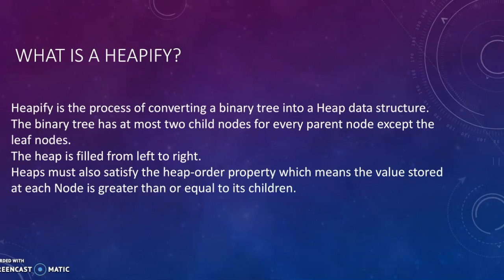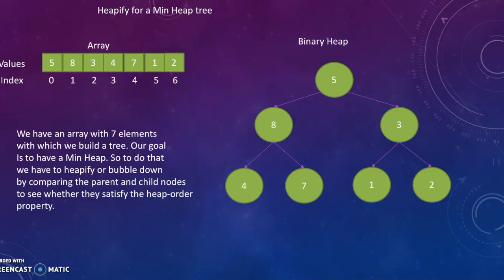The binary tree has at most 2 child nodes for every parent node except the leaf nodes. The heap is filled from left to right. Heaps must also satisfy the heap order property, which means the value stored at each node is greater than or equal to its children. Here you see an array and a binary heap based on the array.